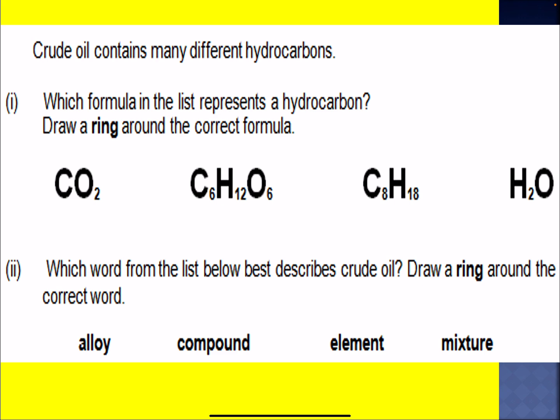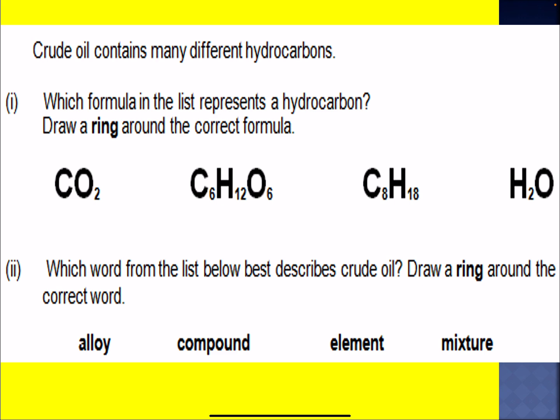So what you should have got, if you look at the first one, which formula in the list represents a hydrocarbon? Draw a ring around the correct formula. We've got C8H18. That's a hydrocarbon. Do you know what that hydrocarbon is called? You should have got octane.